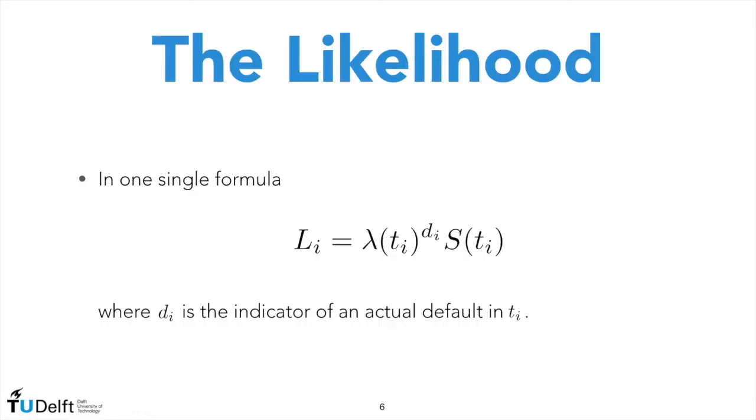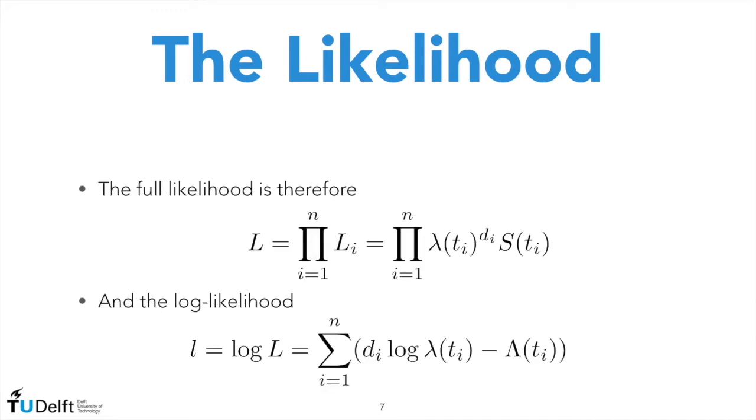If we introduce the indicator d_i, which is equal to 1 if t_i is the actual time of default and 0 in case of right censoring, we can write our formula in just one line, and L_i will be equal to lambda(t_i) to the power of d_i times S(t_i). Okay, just take the product over the n companies and you will have the likelihood function. Naturally, you can also define the log likelihood by taking the log of the likelihood function, and in that case the product will become the summation.